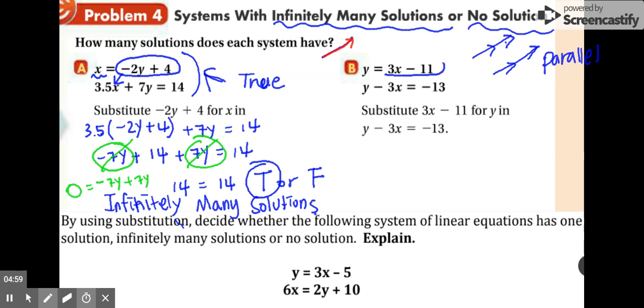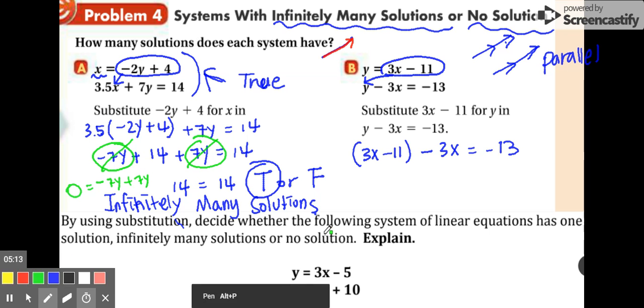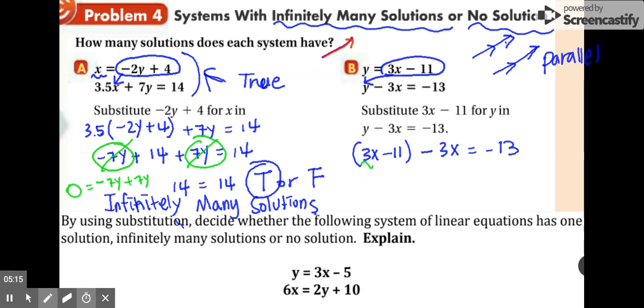Now I'm going to use 3x minus 11 instead of y. So I'm going to substitute 3x minus 11 for y, and I'm going to leave the rest exactly the same. So now let's combine the like terms. We have 3x and negative 3x. 3x minus 3x is equal to 0, so this will be gone. And now we only have negative 11 and negative 13.